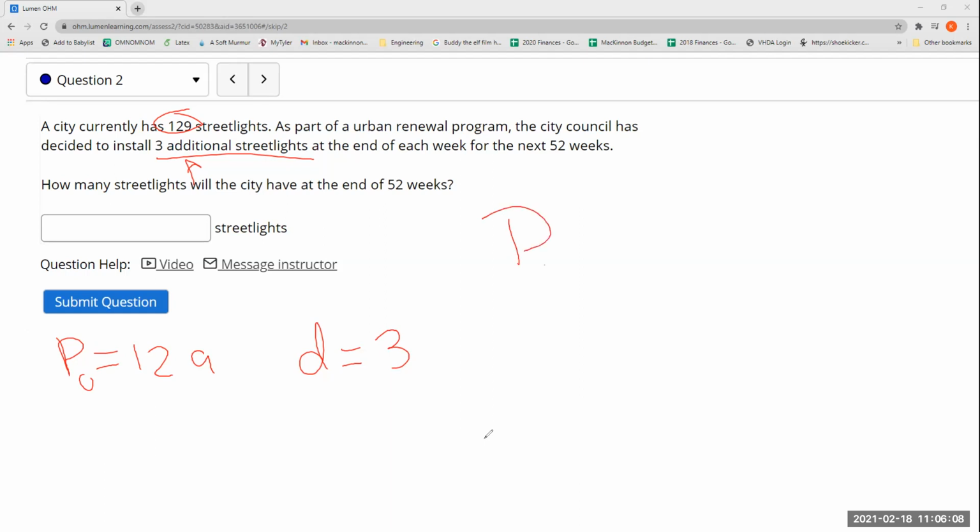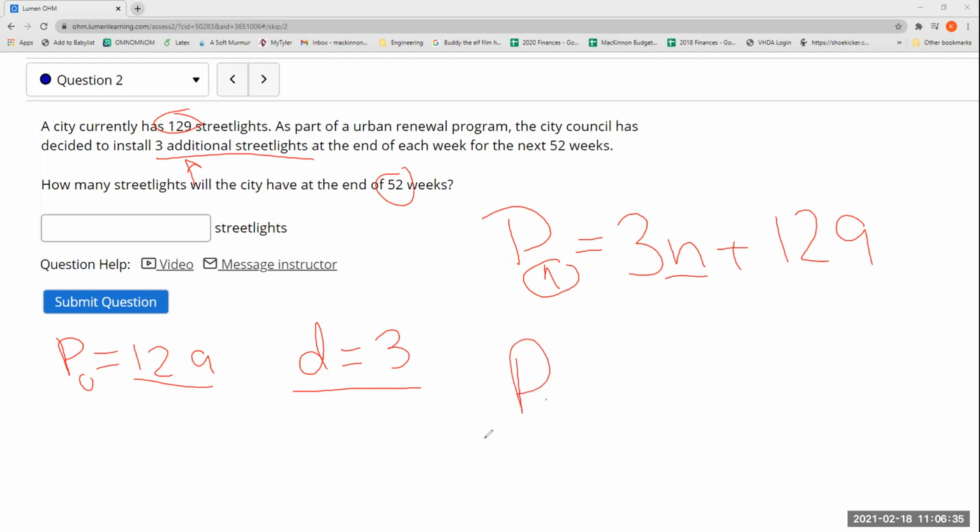So I've got Pn is equal to common difference times n plus 129. As a note for the quiz, you're not going to get a formula sheet. So you do need to know these formulas, at least be internalized with them. And then in this particular case, I know that the n value is 52. So that's how many lights I have after 1 year.